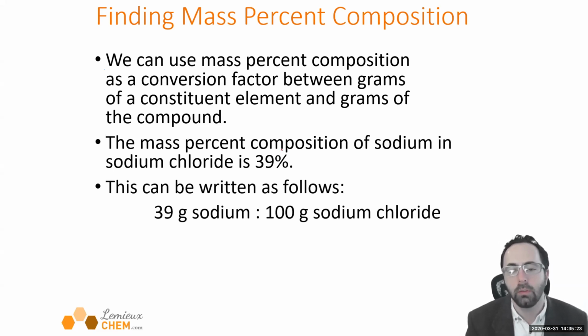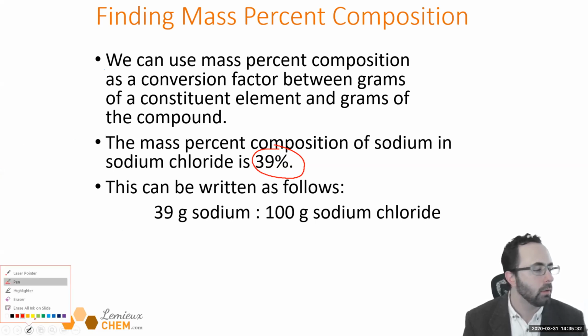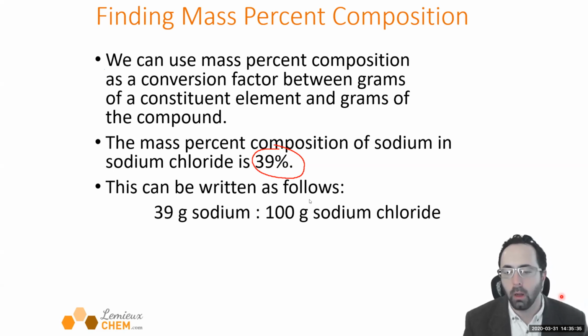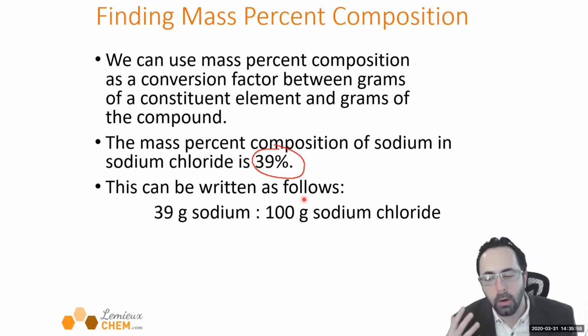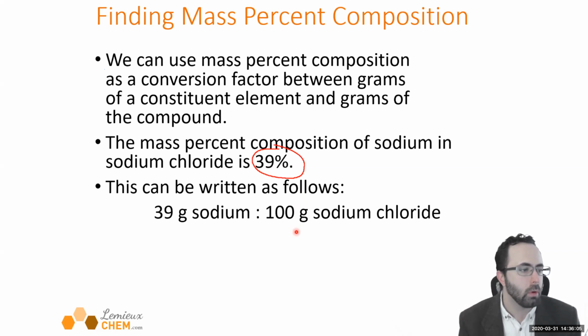But the way we usually eat sodium is often in the form of sodium chloride. So if the percentage of sodium in sodium chloride is 39%, what that means is that if we have 100 grams of sodium chloride, we also have 39 grams of sodium that are in those 100 grams of sodium chloride. So remember, percent means per 100. We have 39 grams of sodium per 100 grams of sodium chloride. And remember that per. When you hear per or equals, you should be thinking conversion factor. That's what I'm going to use this for.